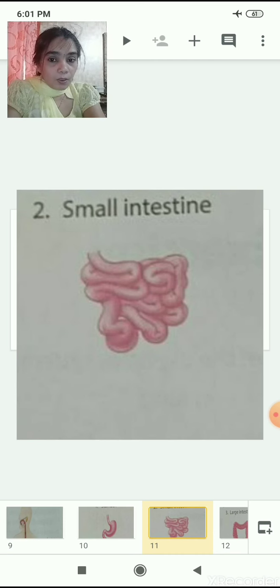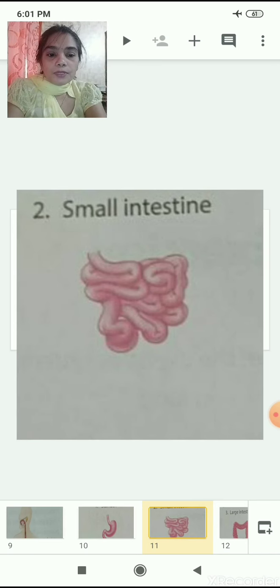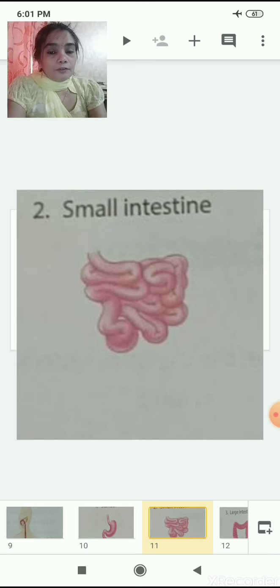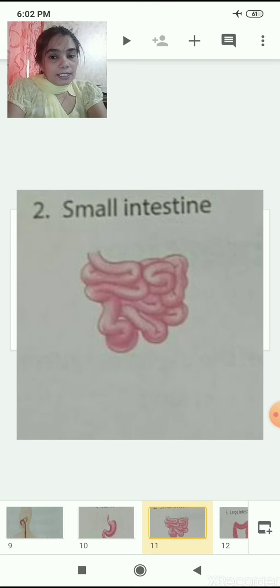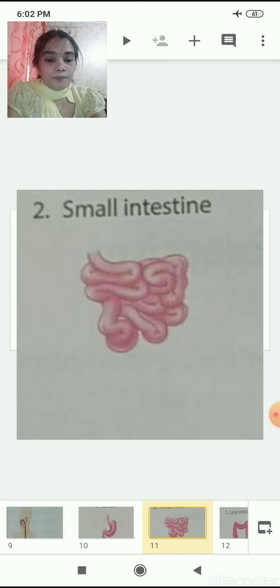So what is present in the walls of the small intestine? That is villi. They absorb the nutrients, and it is absorbed into the blood through the walls of the small intestine. The blood then carries the digested food to all parts of the body. So our nutrients are absorbed and then our blood carries them to all parts of the body. So the digested food is used to produce energy.